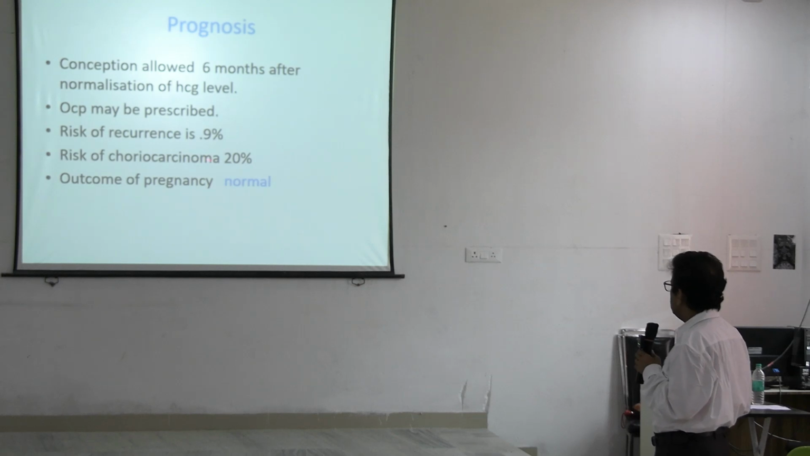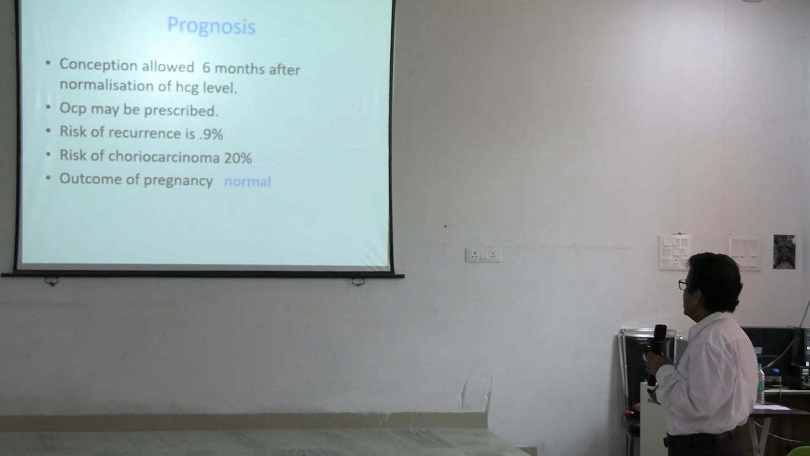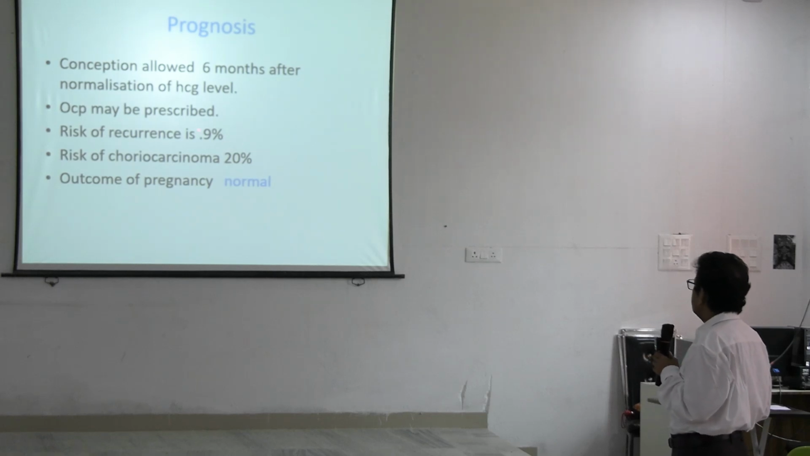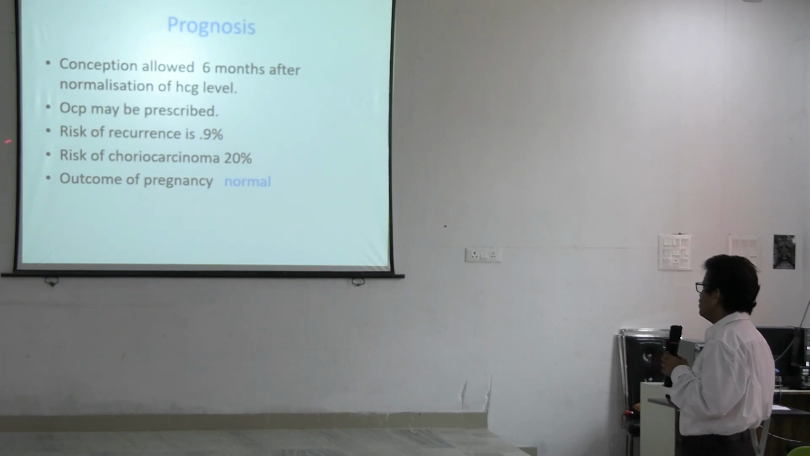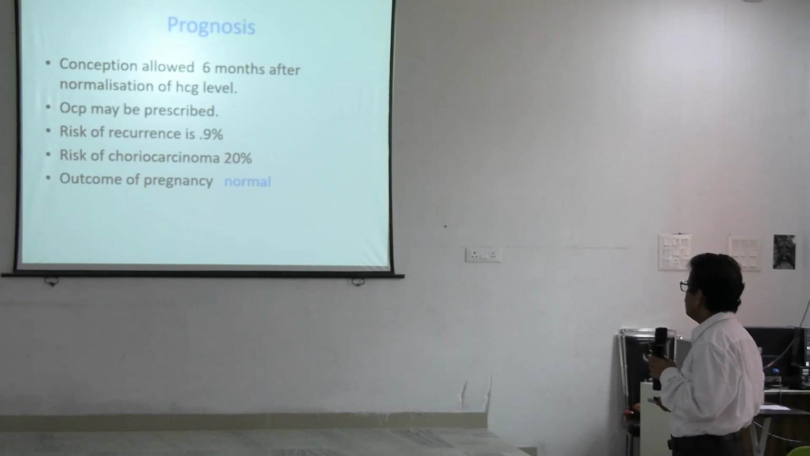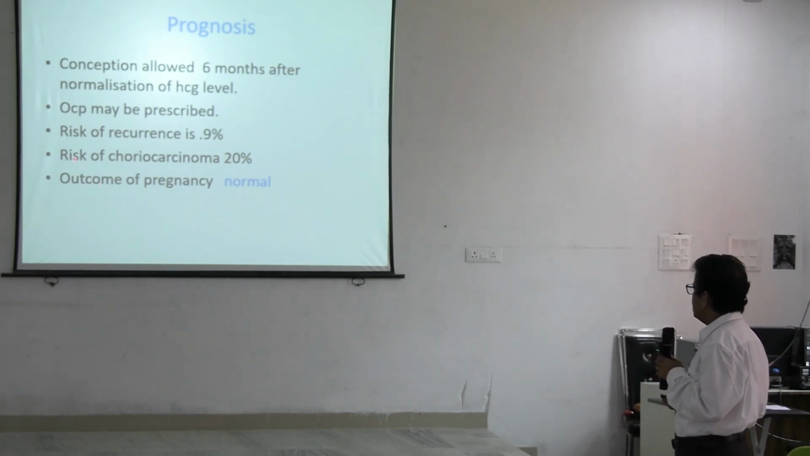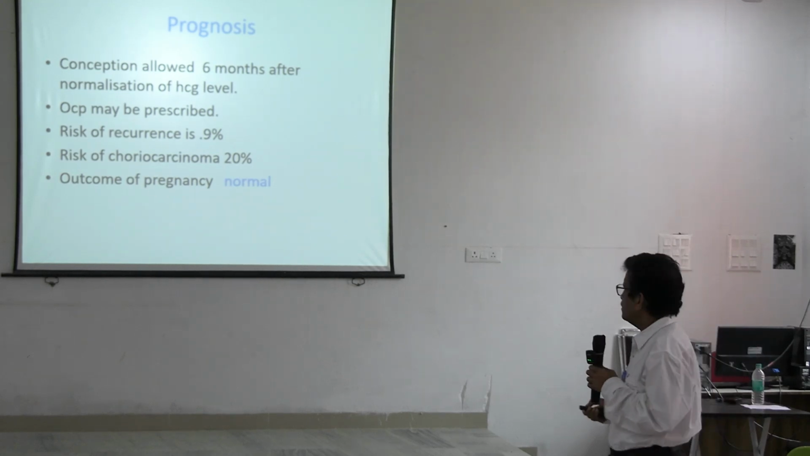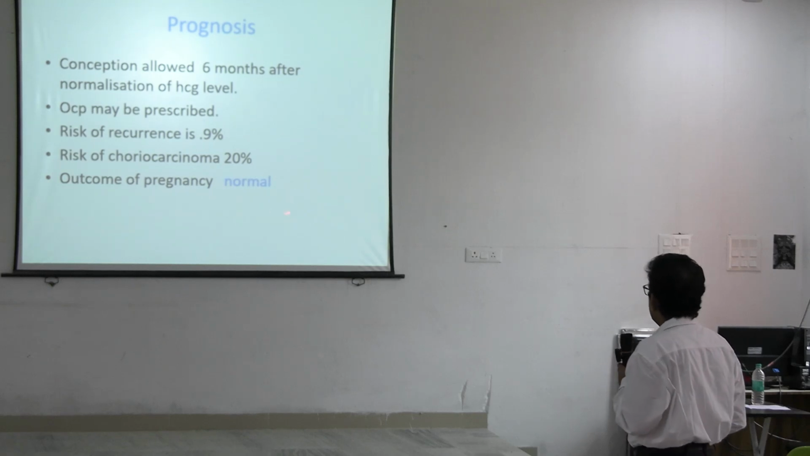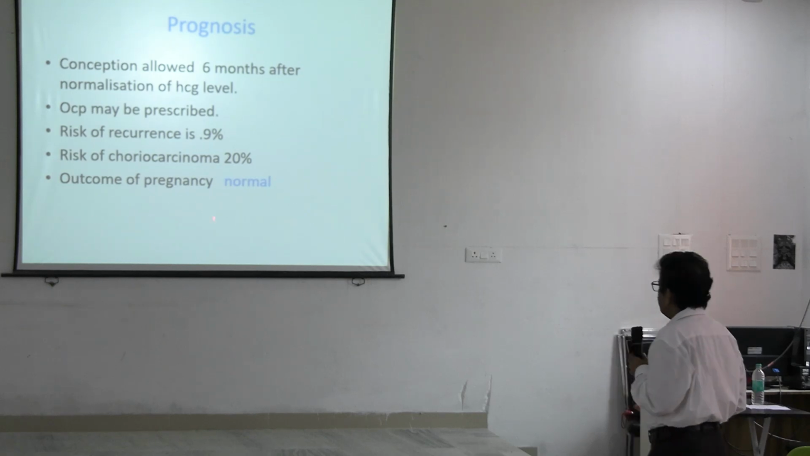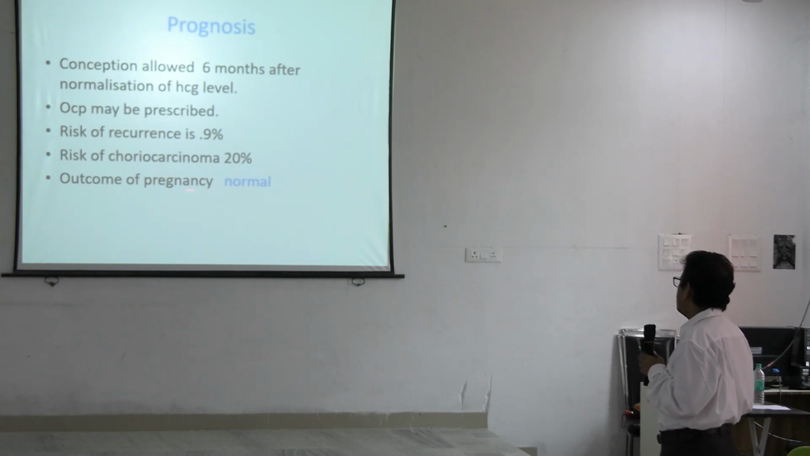Risk of recurrence is 0.9%. So if it was a molar pregnancy, at the next pregnancy the chance of recurrence is 0.9%, not less than 1%. Risk of choriocarcinoma, we have repeatedly mentioned, is 20%. As for the outcome of pregnancy, if she conceives after 6 months of normalization, that pregnancy will be undisturbed. There is no chance of teratogenesis, no chance of abortion. So the outcome of pregnancy is normal. So that is about the prognosis.